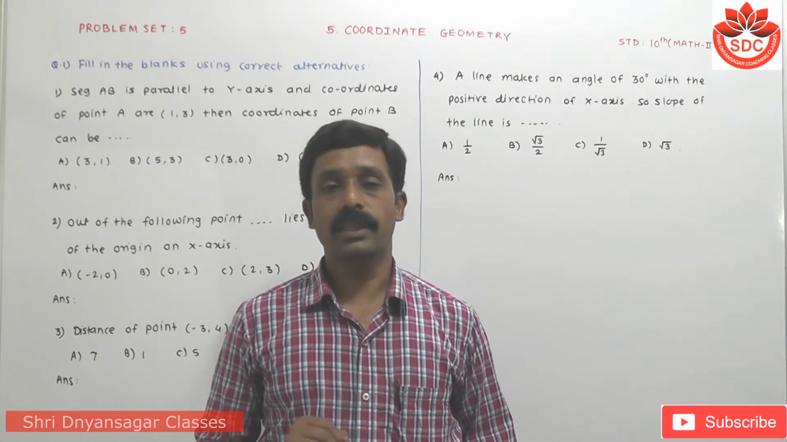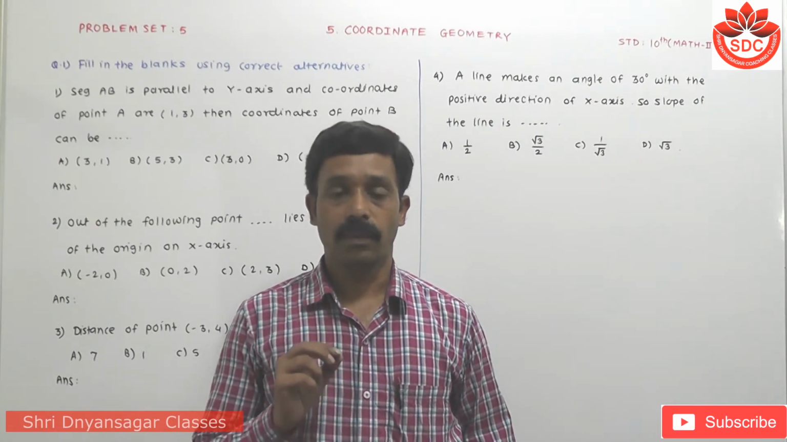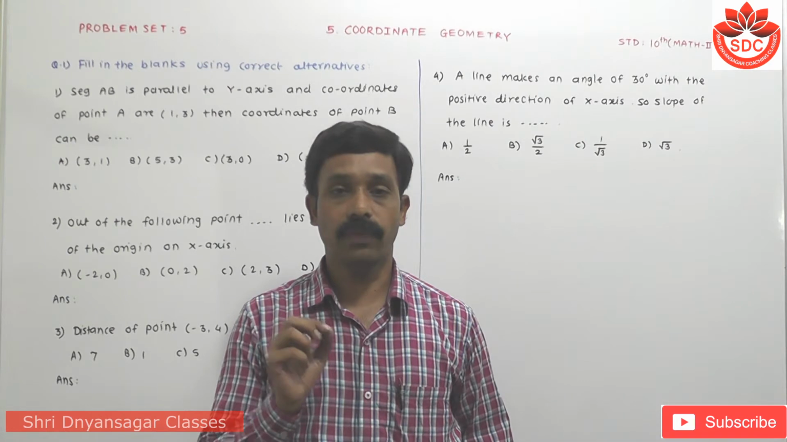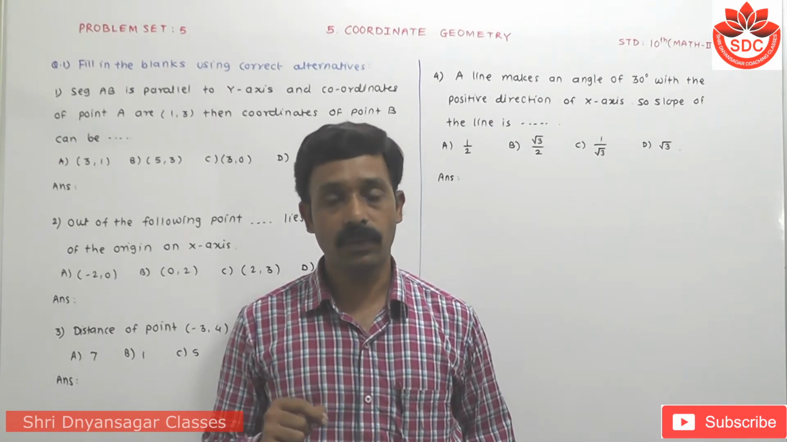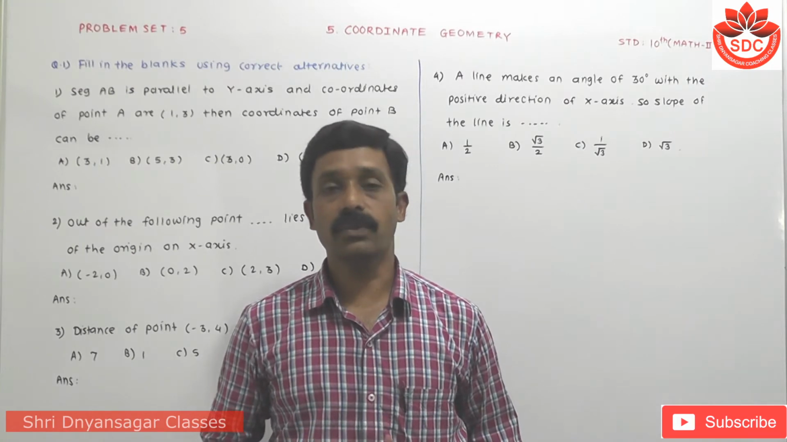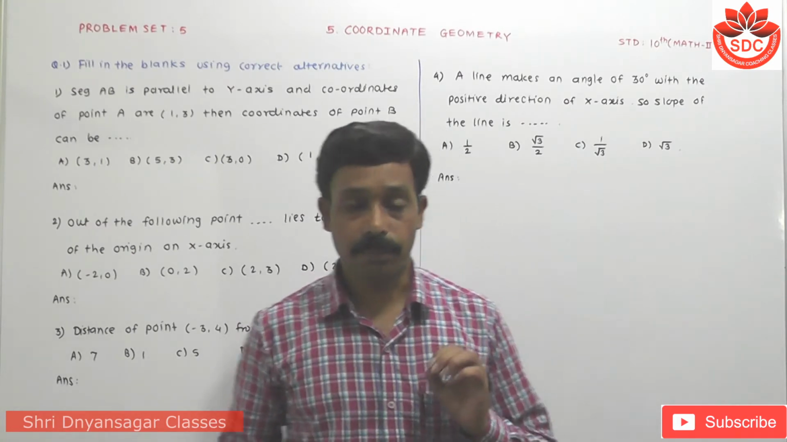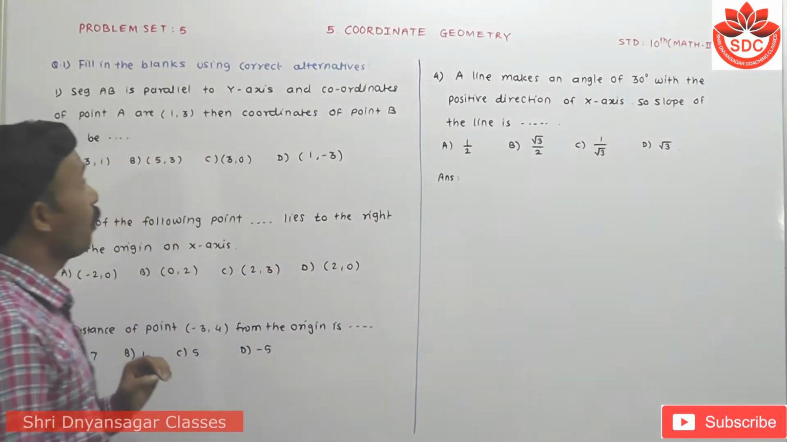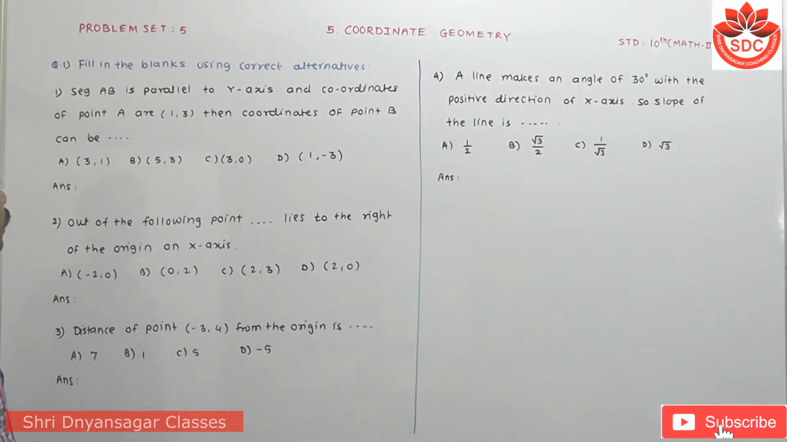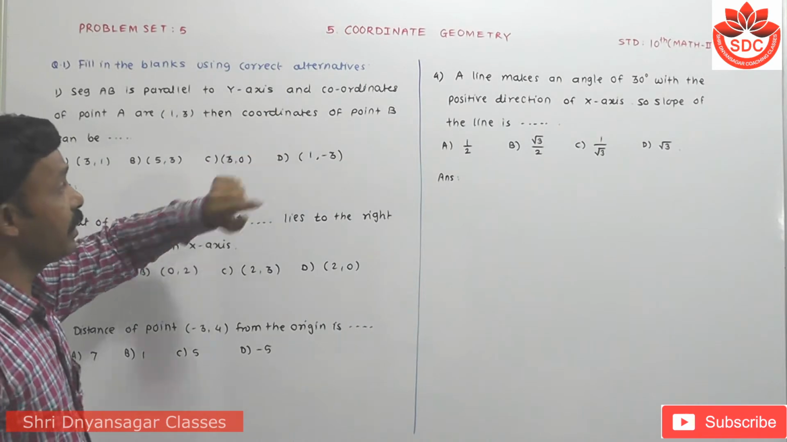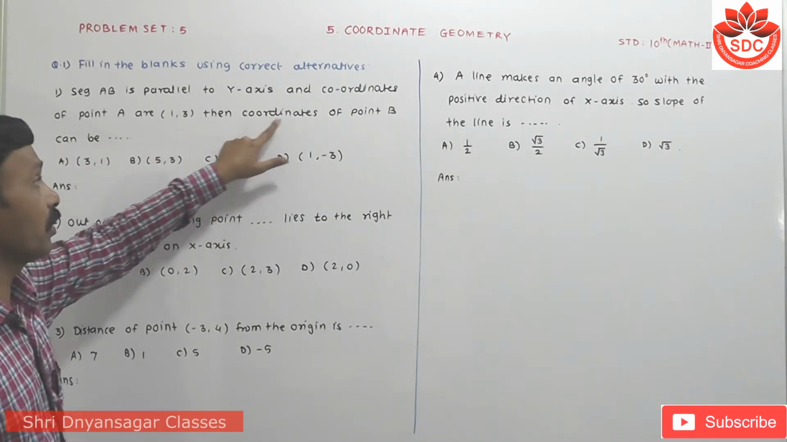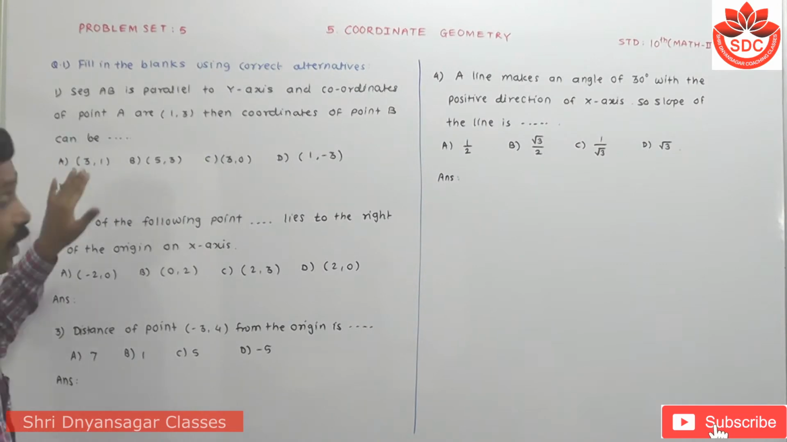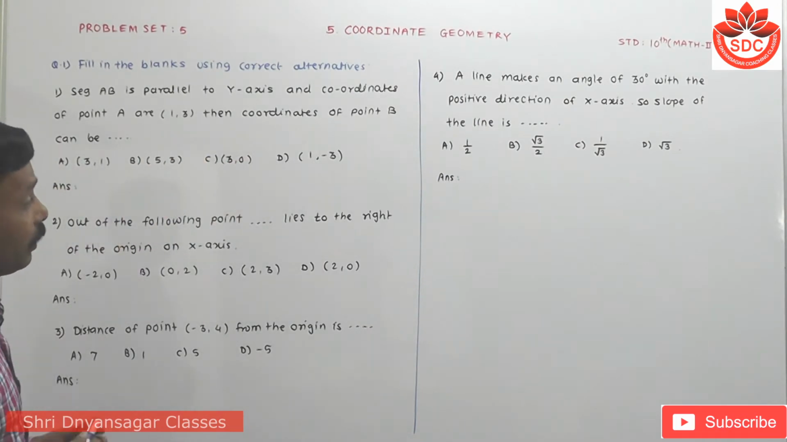Students, today we discuss the problem set of Chapter 5, Coordinate Geometry, of Mathematics Part 2, 10th standard. The first question is to fill in the blanks with the correct alternatives. First one: segment AB is parallel to the y-axis and the coordinates of point A are (1, 3), then the coordinates of point B can be. Out of these 4, we have to choose any one.